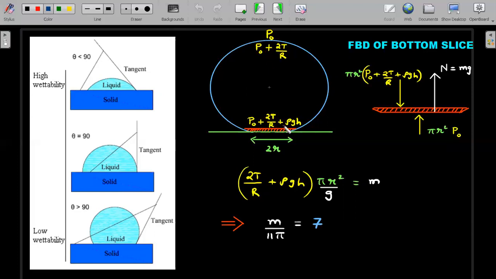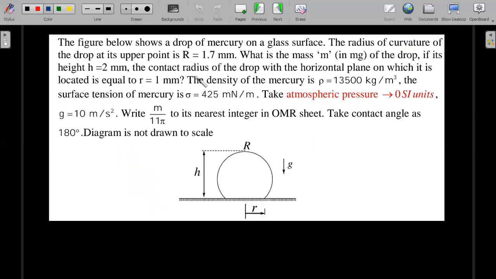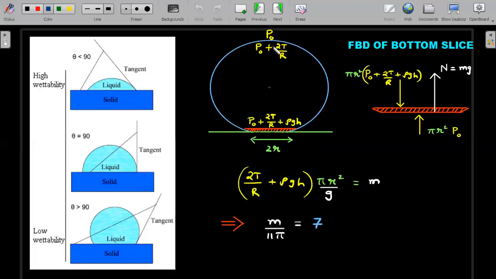And then at the bottom place, because its height h is given, the value of this height h ensures that the pressure at the bottom of the drop will not be the same as this. So you go down by height h, and the value would be P naught plus 2T by R plus rho g h. So here we have assumed that the value of this h and R are very close to each other, and that's the reason why we are able to use 2T by R.